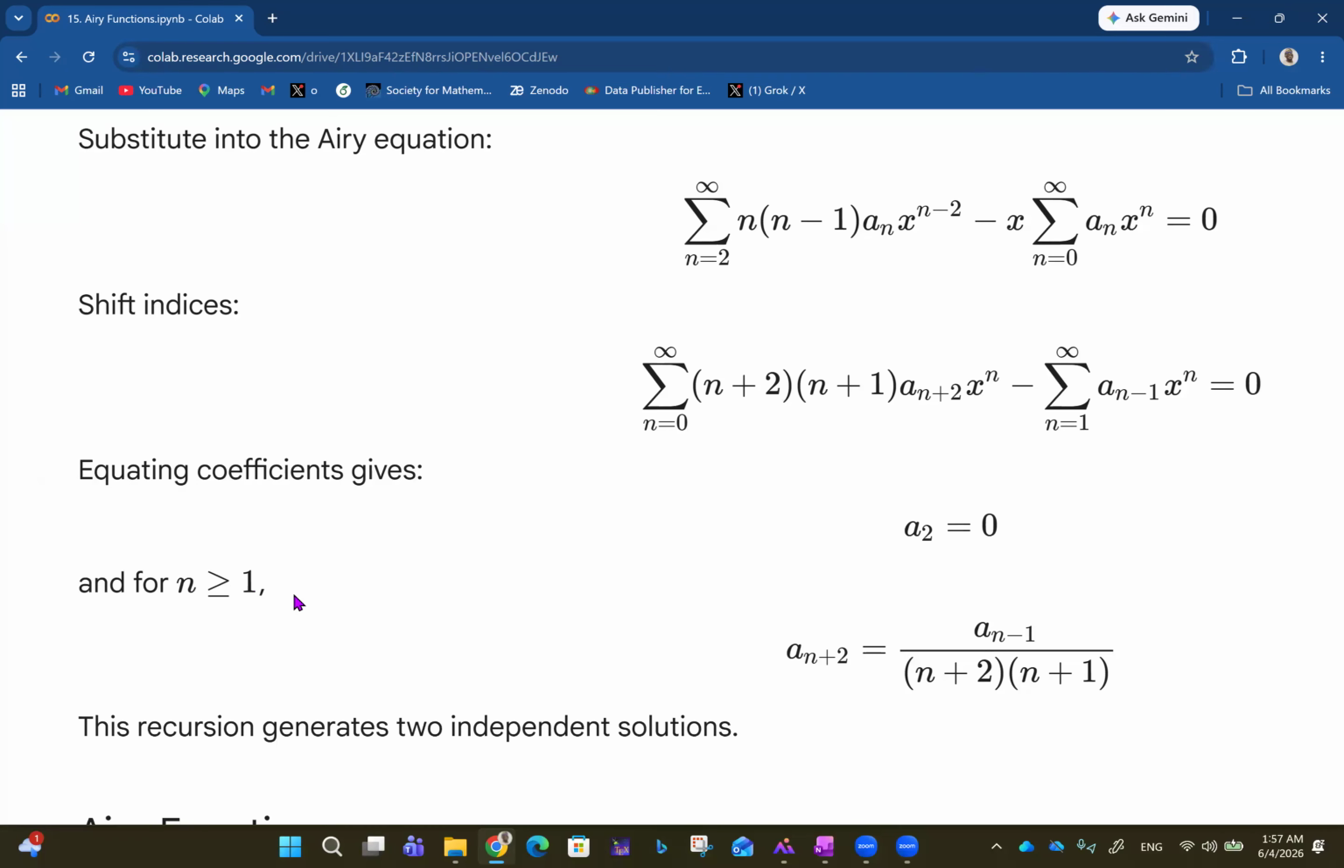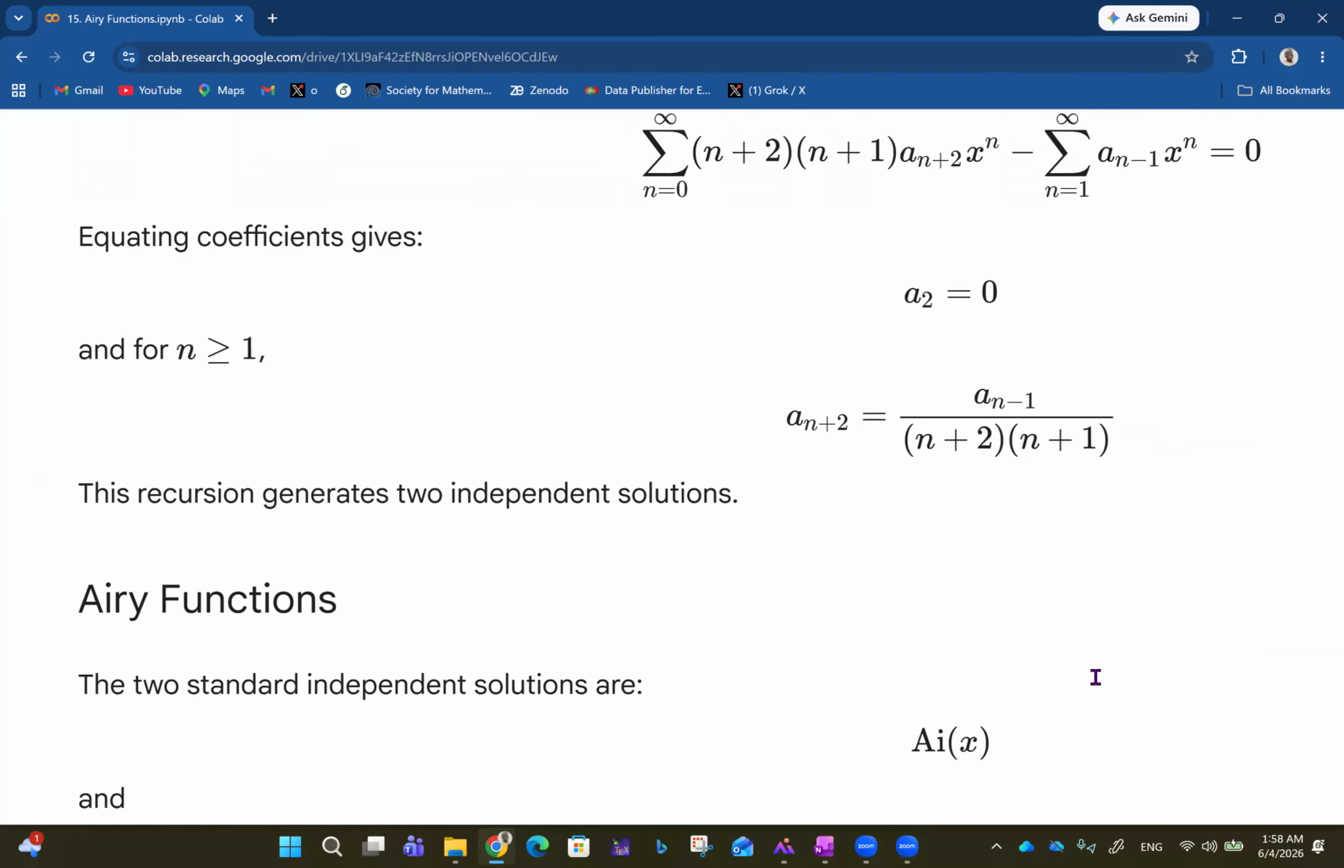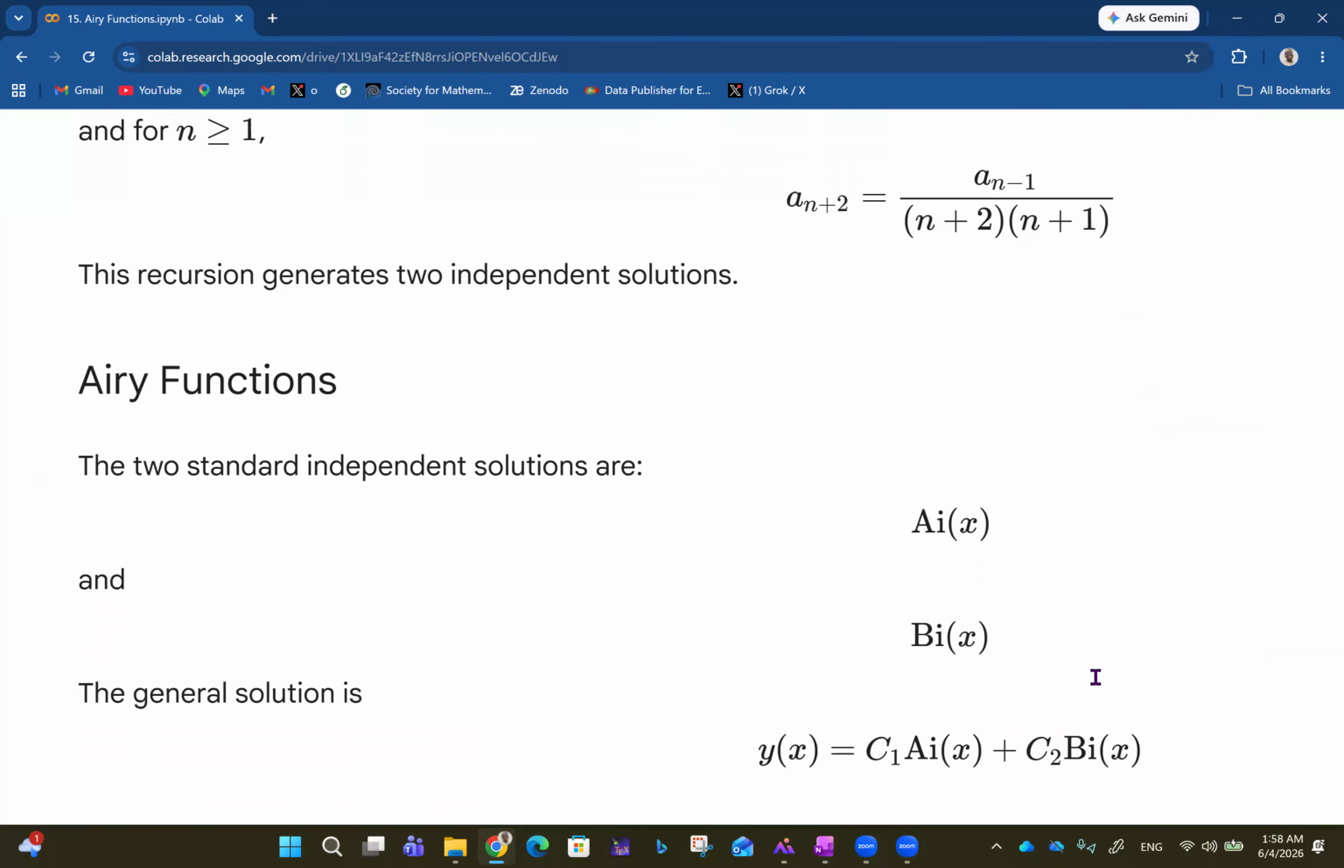And for n greater than or equal to 1, you have that a_{n+2} is equal to a_{n-1} all over (n+2)(n+1). So with that in place, this recursion generates two independent solutions. The two standard independent solutions are now Ai(x) and Bi(x). So the general solution then becomes y(x) equals C1 Ai(x) plus C2 Bi(x).